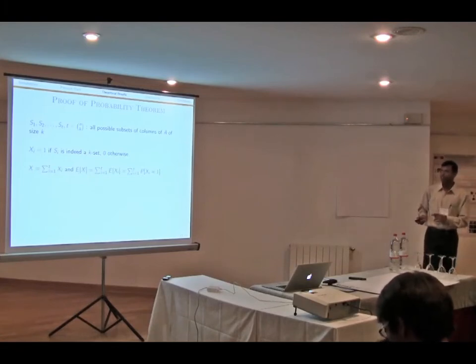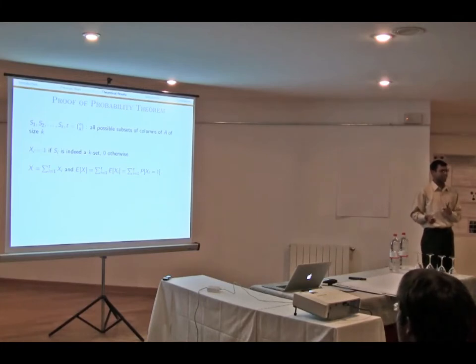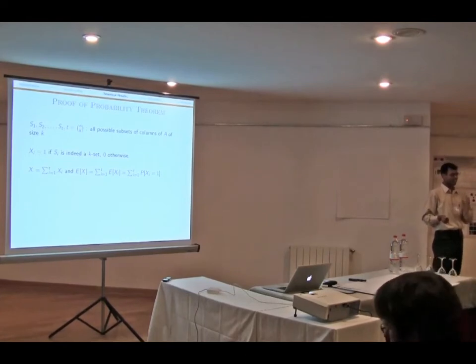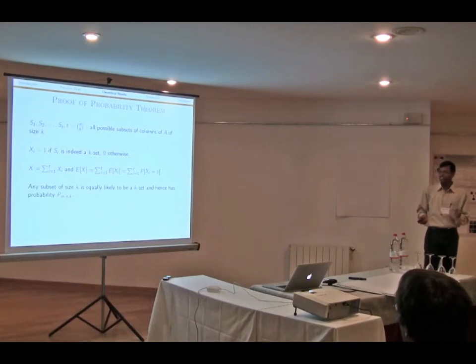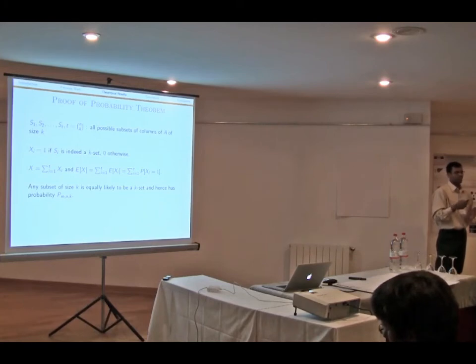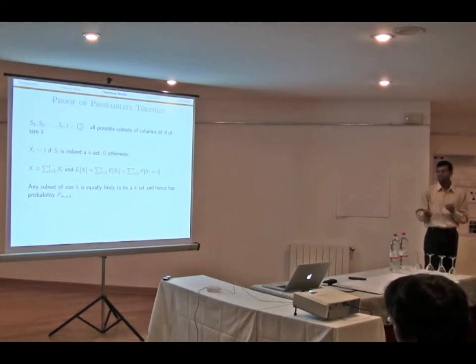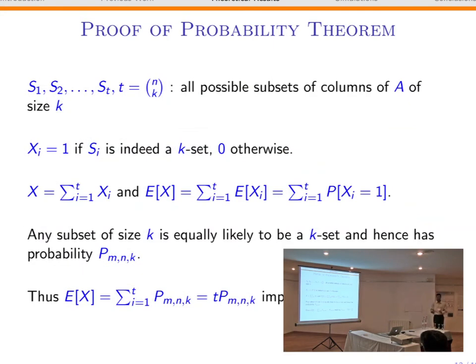This comes from this. We define an indicator random variable for each of these possible subsets, and if that subset of size k is actually a K-set, you set the random variable to 1, otherwise it is 0. Since the columns are exchangeable, the probability that a particular subset will be a K-set doesn't matter which subset you are picking. So all of them will be equal to P(m, n, k), and this gives that P(m, n, k) is equal to the expected number of K-sets divided by n choose k.